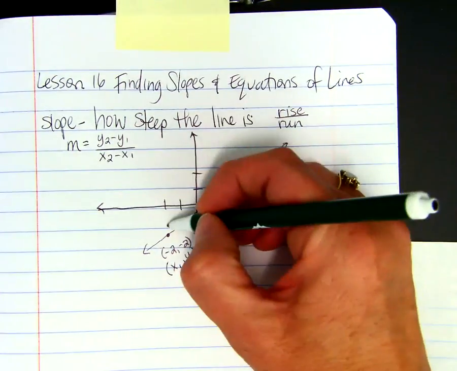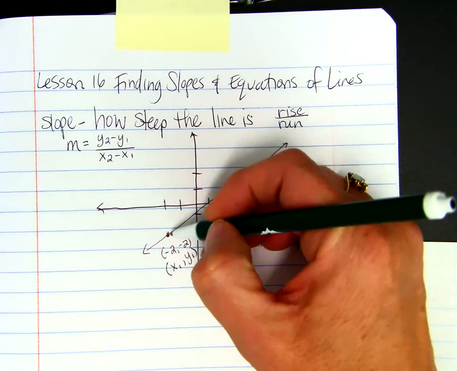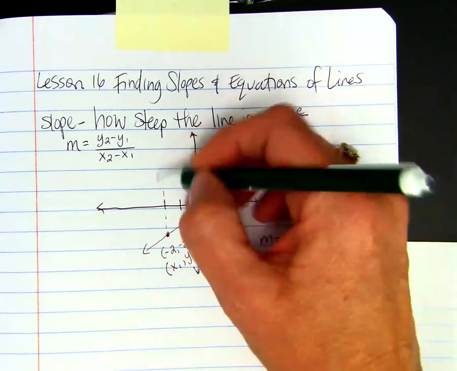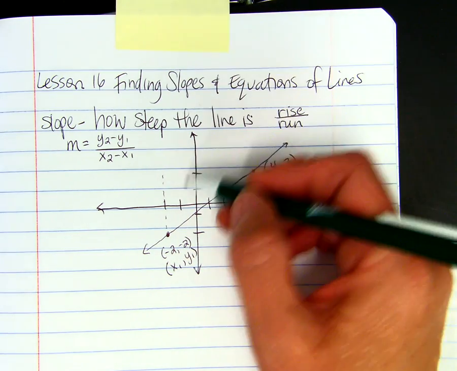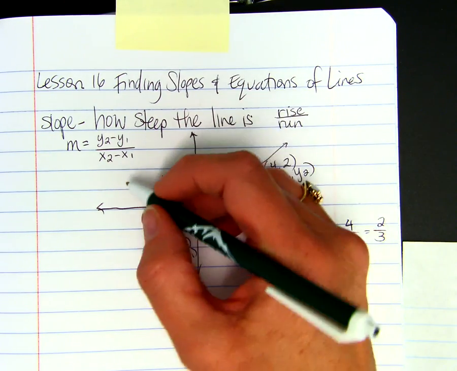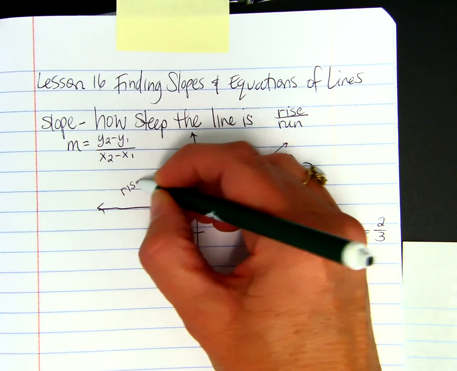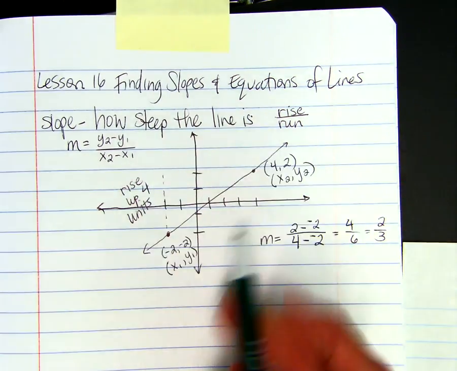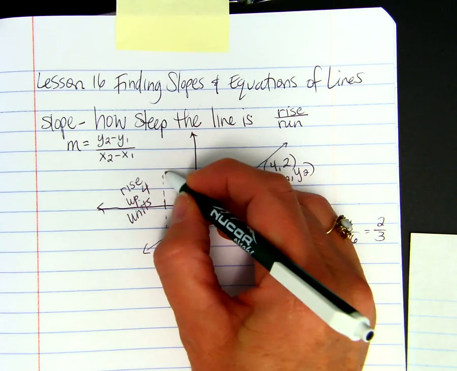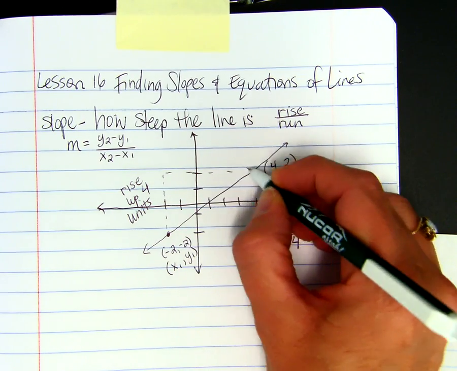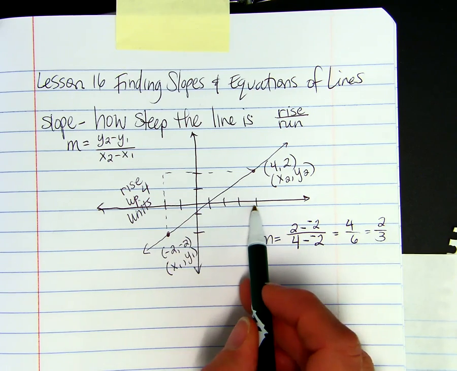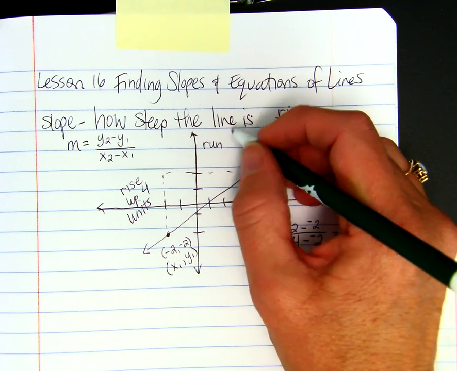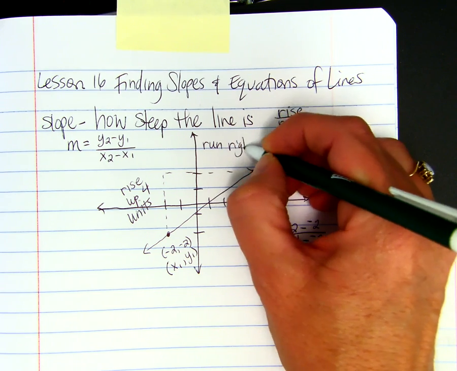And if you notice, this point is at -2 on the y-axis, and this one is at 2. So in between those two is our rise. We went up 4 units. And then we can go straight across from -2 on the x over to the 4. So we run right 6 units.